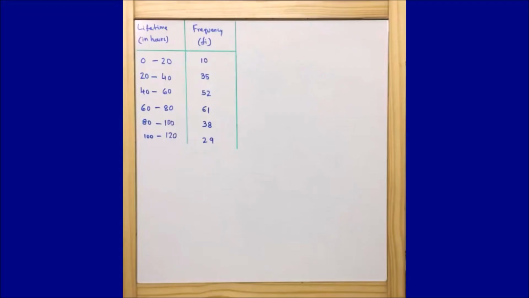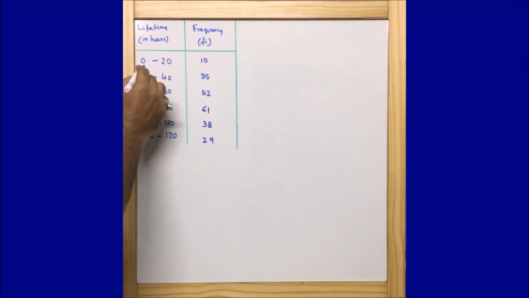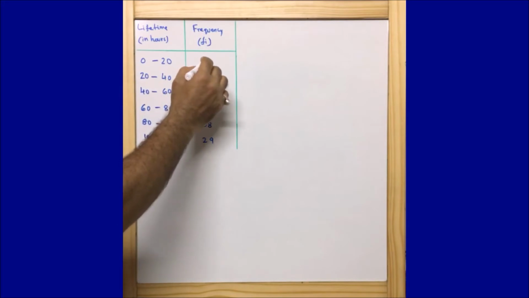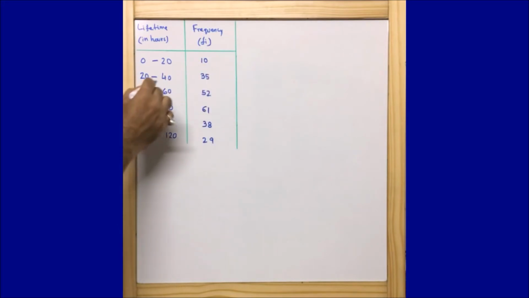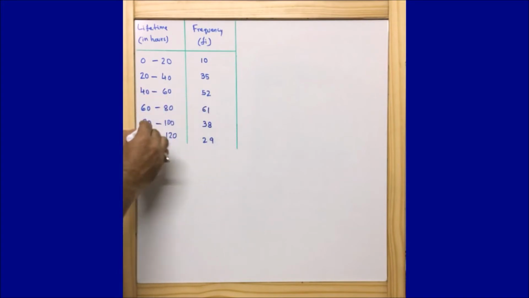Solution. As per this question, we need to find out the modal lifetime of the components, and they have given the lifetime in hours of the components and they have given the frequency. I have noted down the data in this tabular form. Lifetime in hours, 0 to 20 hours, there are 10 components. We have 20 to 40, 35 electrical items. We have 40 to 60, 50; 60 to 80 is 61; 80 to 100 is 38; and 100 to 120 is 29. Lifetime in hours, and in the other column they have given the electrical components.